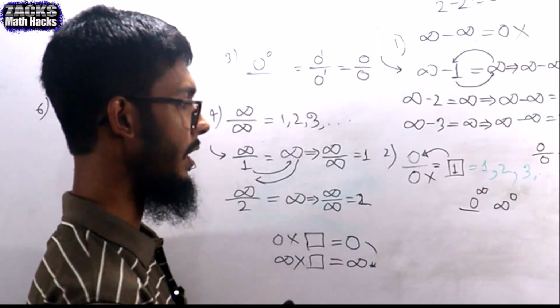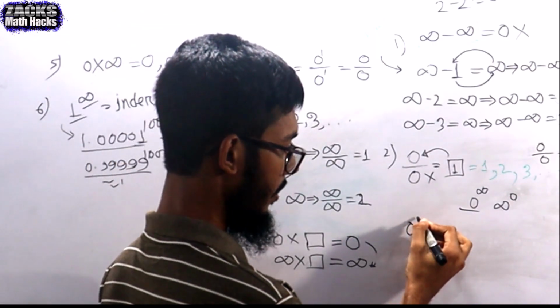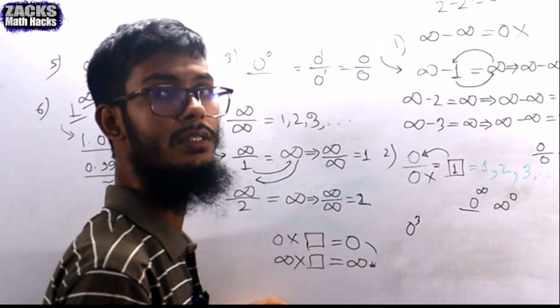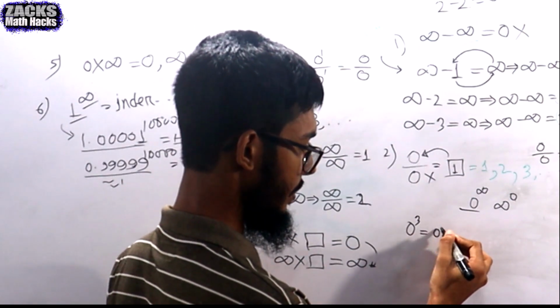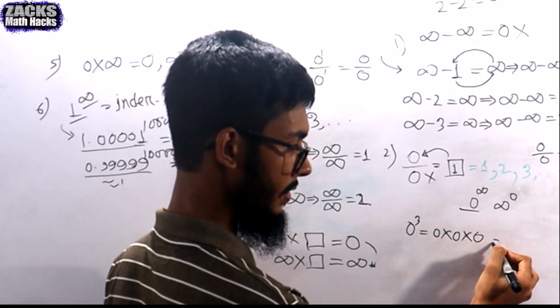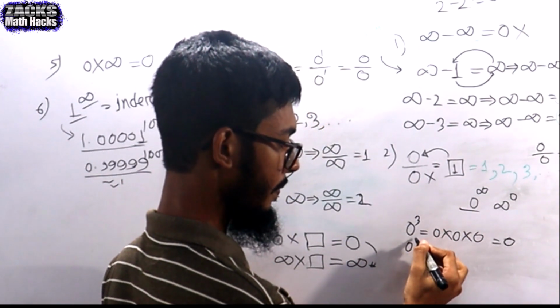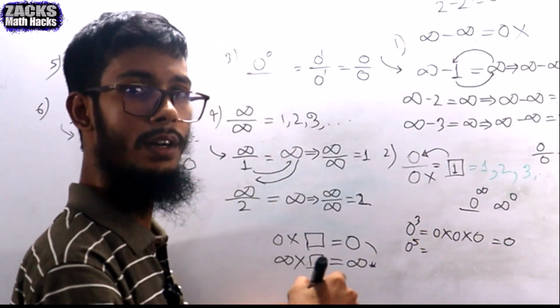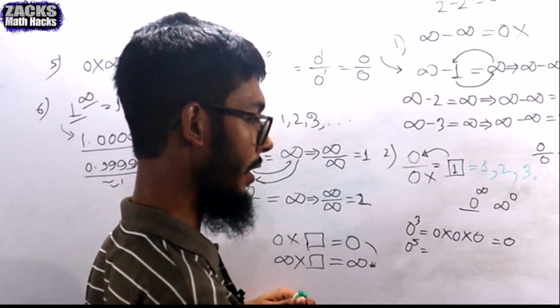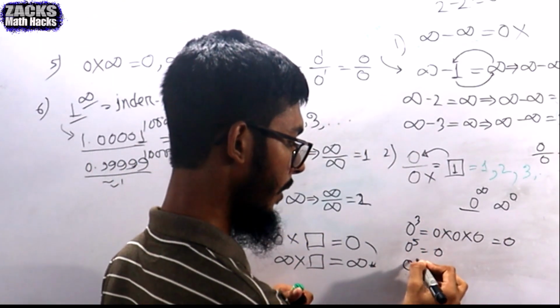Simply consider 0 to the power 3. What is the answer? It means 0 multiplied by 0 multiplied by 0, which is 0. 0 to the power 5 is also 0. There are 5 zeros now. So what will be the result? 0 only.